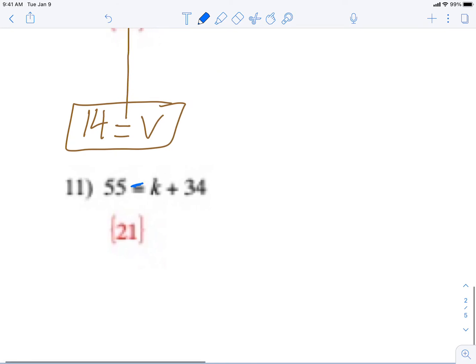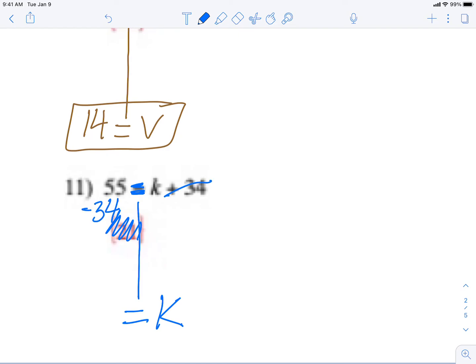So equal sign. I cross out my answer. Line of separation, equal sign. My K is on the right, so my K comes down just like that. That means my numbers have to go to the left, so plus 34 cancels and becomes minus 34. 55 minus 34 is 21. So 21 equals K, or K equals 21, right? Same thing.